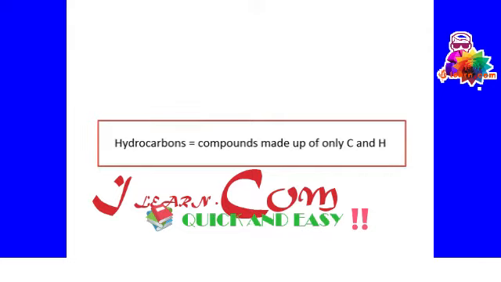The first thing you need to know is the term hydrocarbons. You will hear this term mentioned quite a bit of times during the slides. So what are hydrocarbons? They are basically compounds which are made up of only carbon and hydrogen. So for example, this is the formula for methane. So methane, CH4, comprises of only carbon and hydrogen. 4 hydrogens in fact. So this is a hydrocarbon.